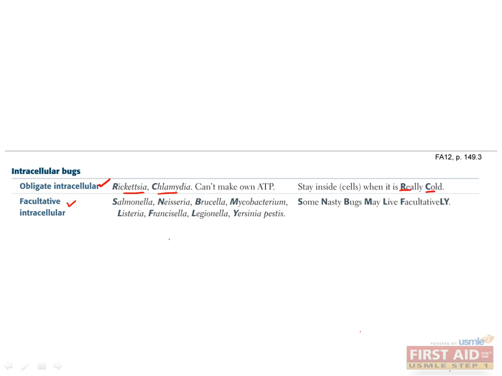The facultative intracellular ones are in this mnemonic. Some nasty bugs may live facultatively. This stands for the bacteria Salmonella, Neisseria, Brucella, Mycobacterium, Listeria, Francisella, Legionella, and Yersinia.